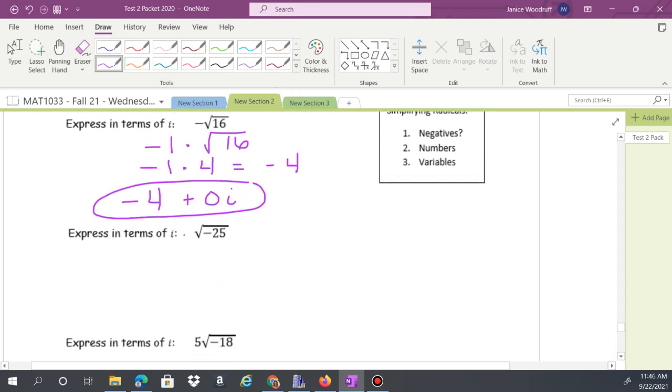Now our second example, we do have a negative under the radical. Okay, so you want to factor out that -1. So like I said, a shortcut, take that minus, make it a plus, put the i in front of it. Square root of 25 is 5. So this is 5i. Again, write it in terms of i. So now this doesn't have a whole number. So 0 plus 5i.